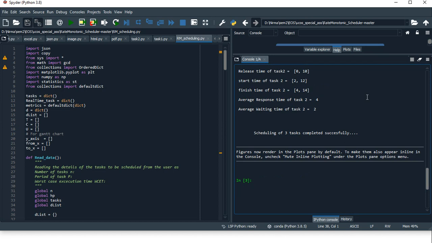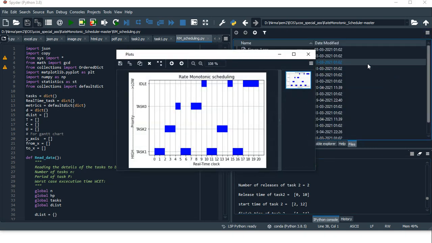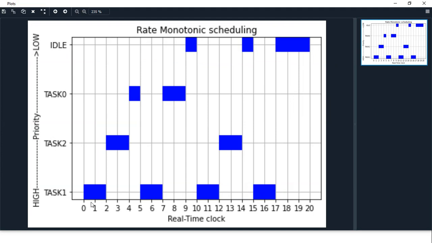Also, I have plotted the plot for the same. So let me show the plot. Let me undock it for a better view. Okay, so as you've seen, the task T1 has the highest priority, it has been executed first. So from 0 to 2 units, since there are 2 units of it, it has executed in the first 2 intervals. Then task 2 has the next higher priority, so it is executed next. Then task 0 has been executed.